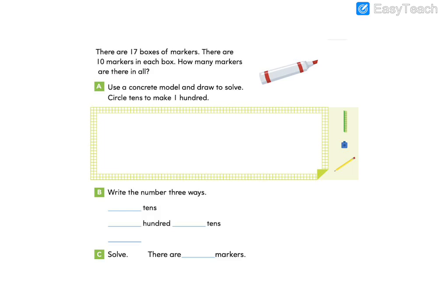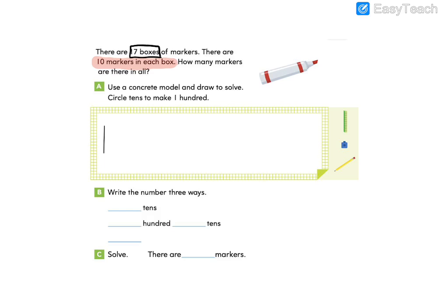Let's look at the next problem. There are 17 boxes of markers. There are 10 markers in each box. How many markers are there in all? Use the concrete model and draw to solve. Circle tens to make 100. Well, we know that each box of markers has 10 markers in it. So we can use our 10 stick to show how many markers are in each box. There are a total of 17 boxes of markers. So we need to show 17 boxes with 10 markers in each.